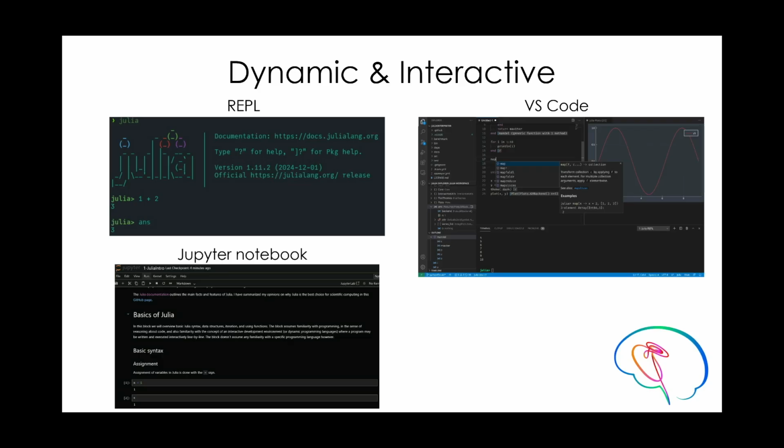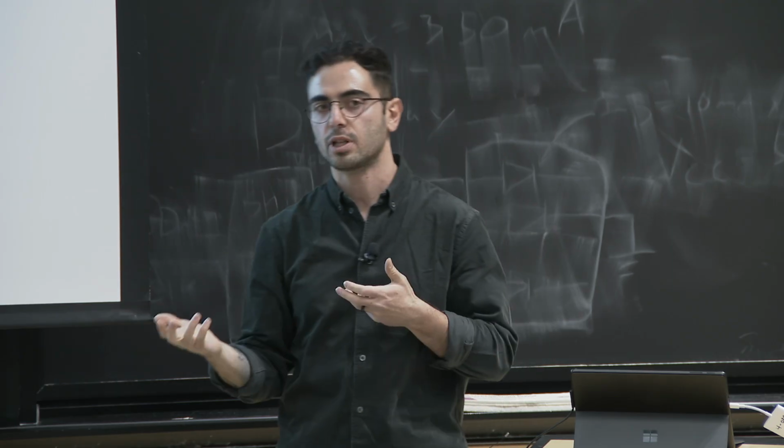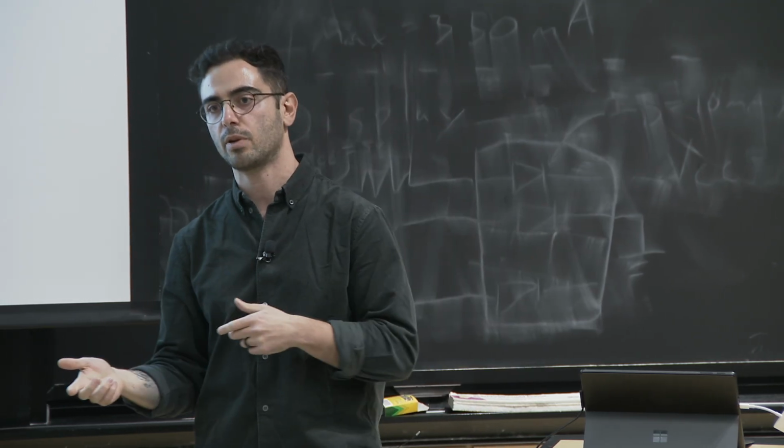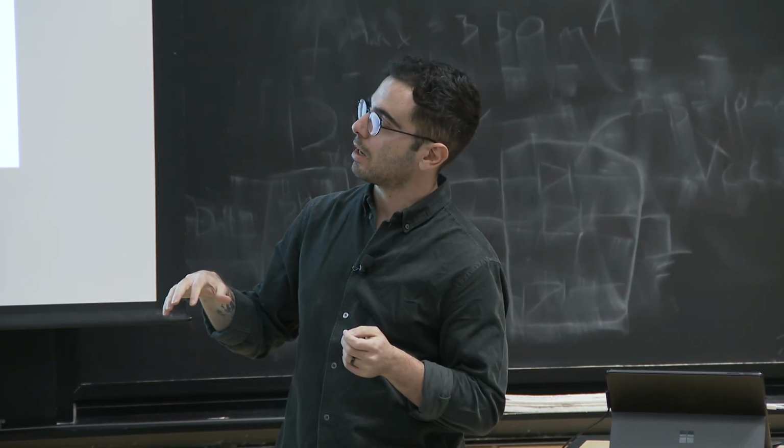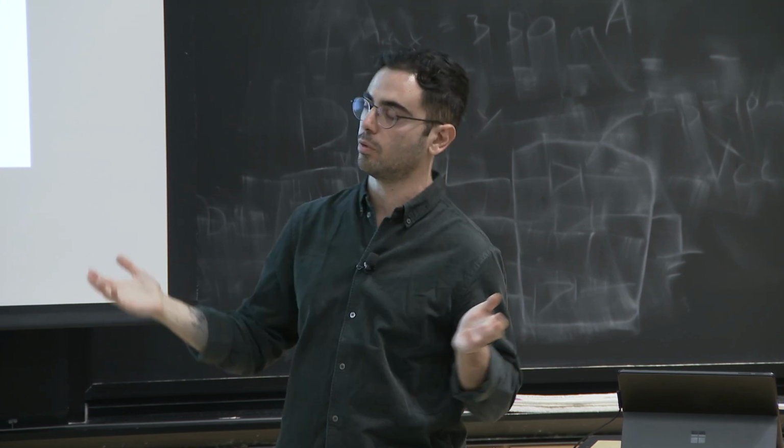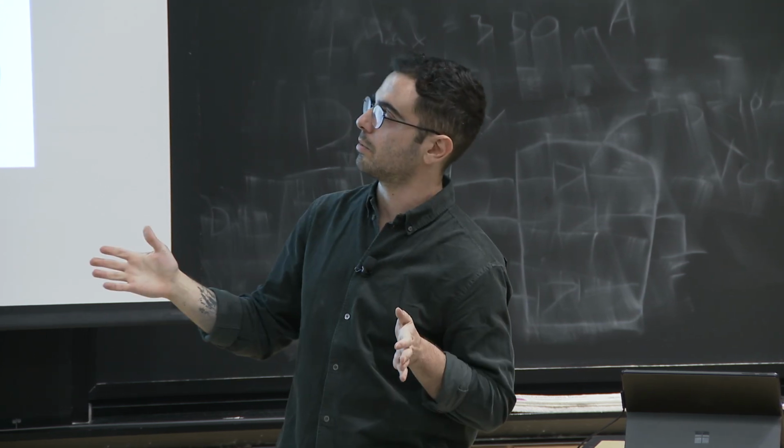First one is the REPL. The REPL stands for read, evaluate, print, loop. It's exactly what it says on the tin. You write your code line by line. The Julia compiler reads that code and evaluates it, and it gives you a result immediately on the next line. This is easy to do, especially if you're prototyping, or if you want to check something very quickly. Maybe harder to develop longer pieces of code just in the REPL.